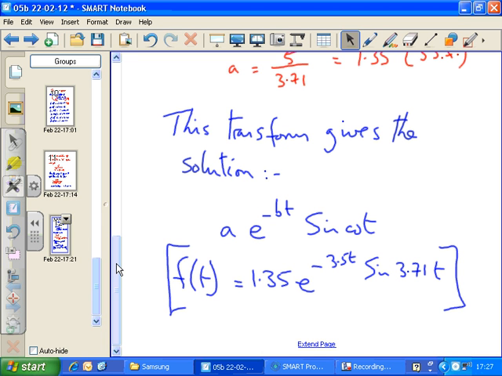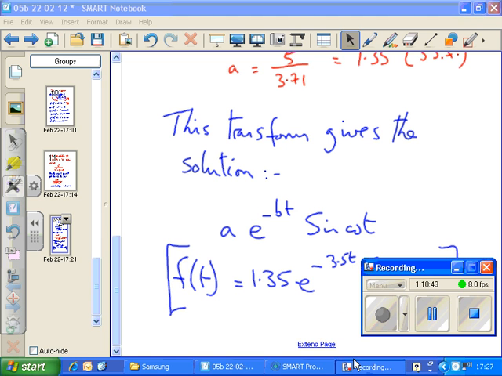Not long to go. What's that? Oh, right, you've just got the figures in. Right, f of t equals. I might just have to present that solution because I forgot to put the microphone on.